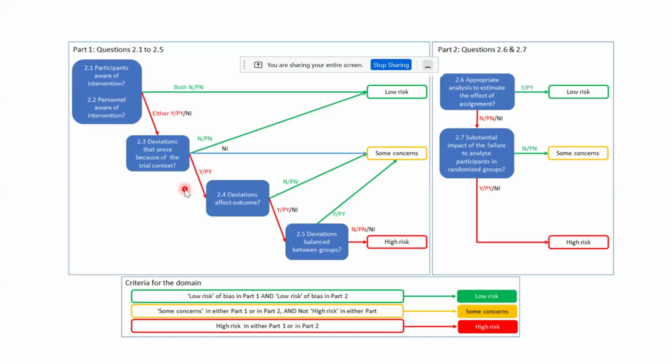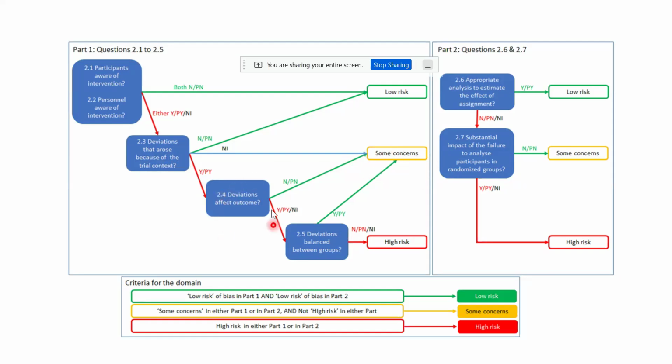So what this means is that were there deviations, which means people in intervention group not following the intervention or people in control group not following the control group, that arose because of the trial context, because of the way the trial was conducted. If the answer is no, then this becomes as low risk. If the answer is yes, then we move on to the next question. And if we have no information, then it becomes some concerns.